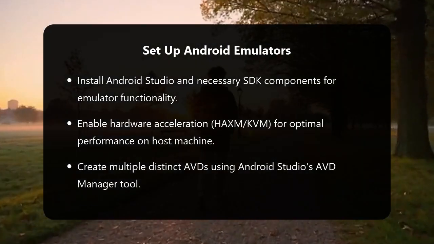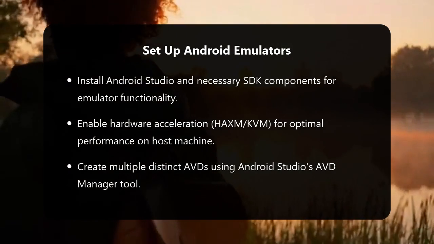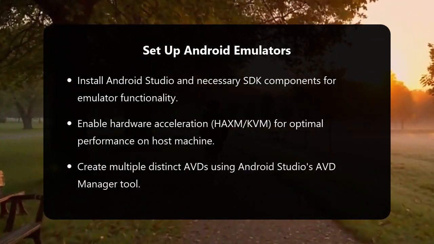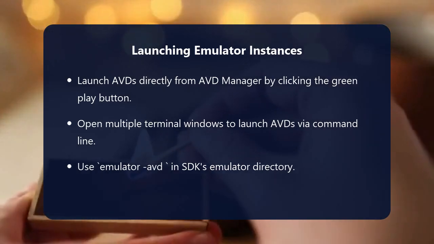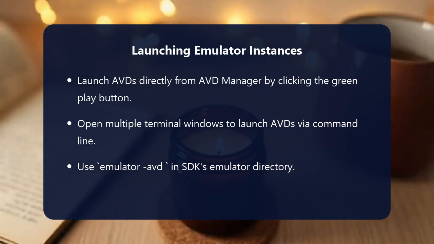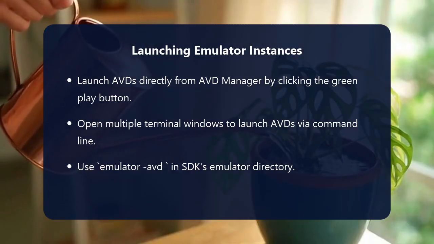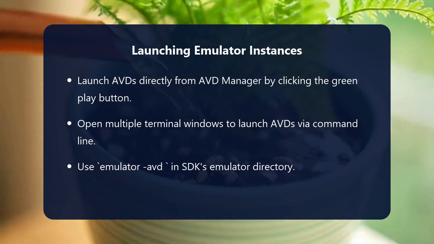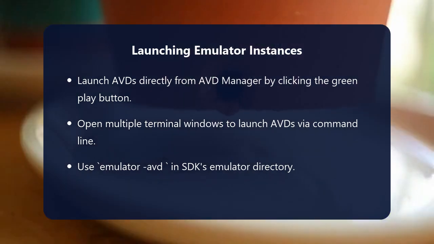To begin, open Android Studio and navigate to the AVD Manager, which you can find under Tools, AVD Manager. Here, you'll see a list of your existing virtual devices. To create a new instance, click the Create Virtual Device button. You'll then choose a device definition like a Pixel phone and select a system image, preferably one with good performance like an x86 image with Google APIs or even an AOSP image if you don't need Google services.